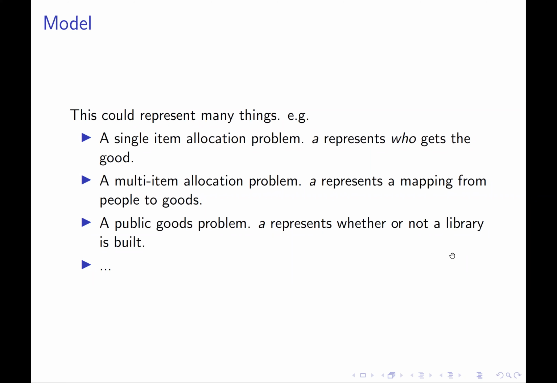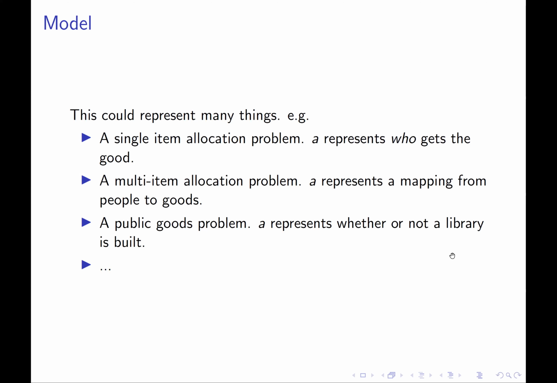Or it could be a public goods problem. It doesn't have to be a problem where I'm assigning things to people. I could decide as a town, are we going to build a library or a fire station or a hospital? It could be a policy problem. We already talked about grading policies, for example. We can be choosing among any set of alternatives that people have opinions over.